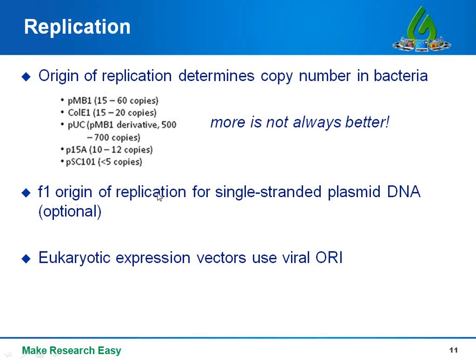Sometimes, in addition, you'll see an F1 origin of replication noted on plasmid maps. That will allow for single-stranded plasmid DNA to be produced, which can be useful for certain applications, such as mutagenesis or sequencing, but that's not necessary for replication of the plasmid inside the host or for expression from the plasmid.